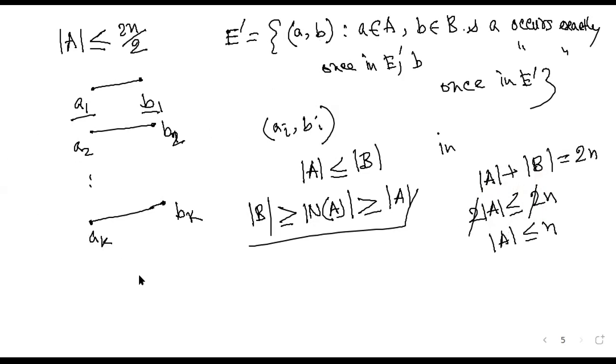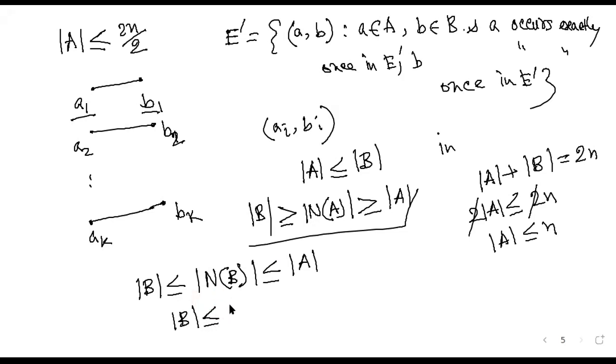Similarly, as we have done before, we can show that the cardinality of B is dominated by the cardinality of A. And from there, we get that the cardinality of B is less than or equal to the cardinality of A, right? This we get from Hall's theorem, that we have shown that this condition holds.